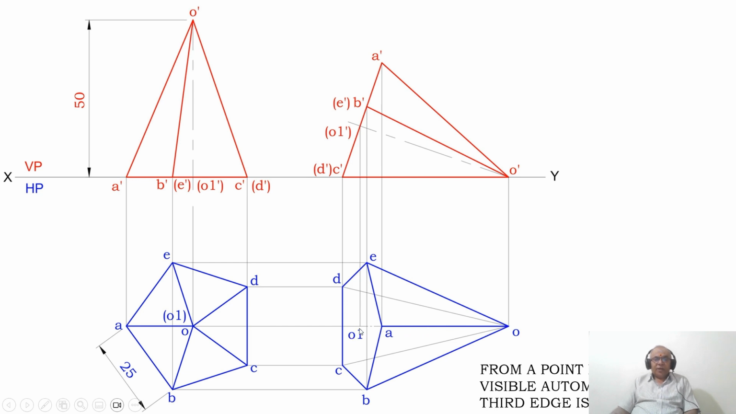Then OO1. Here up to OA is visible, so OO1 is coinciding with OA. So always you have to give the priority to the visible edge. So you dark between O and A, and from A to O1 you make an axis line.